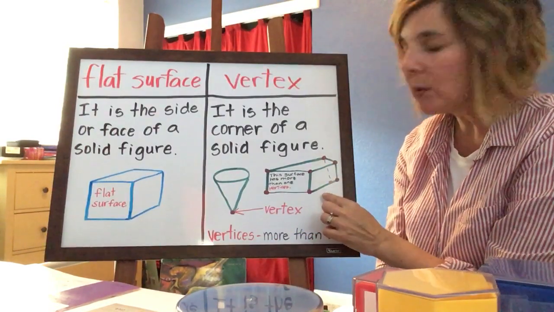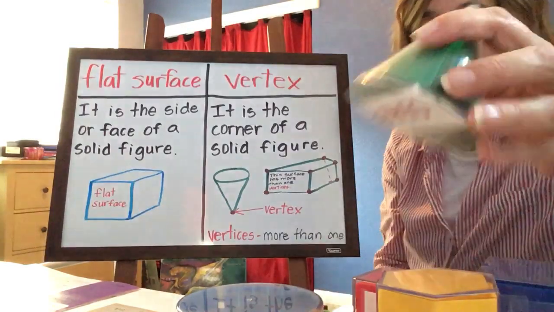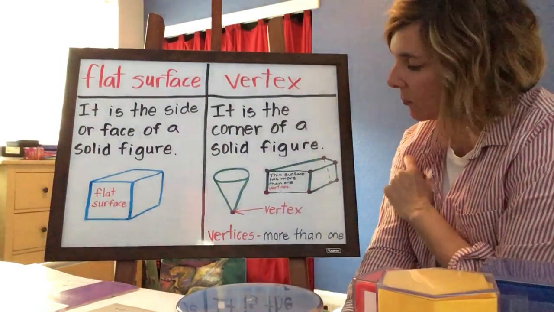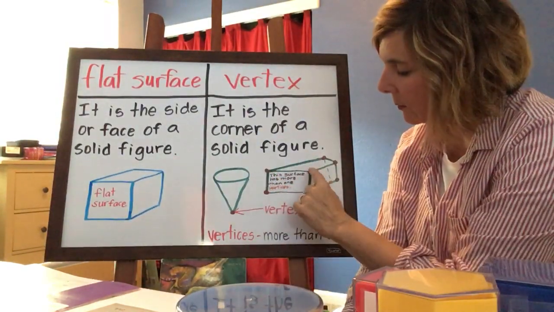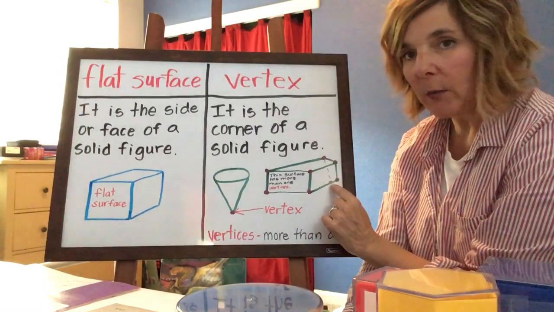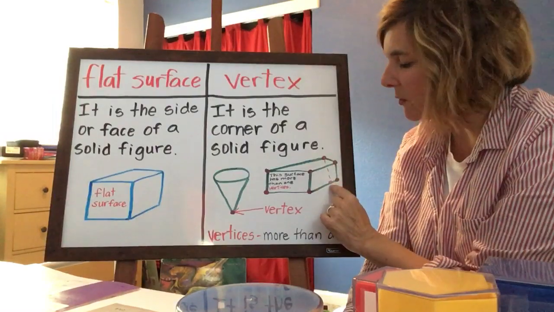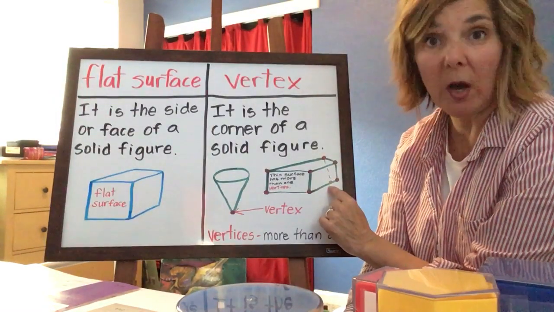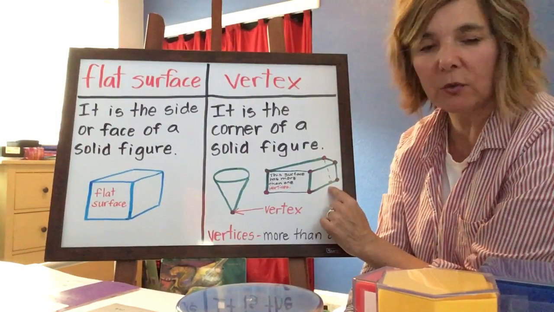And here I drew a rectangular prism. Now I identified the vertices in red. 1, 2, 3, 4, 5, 6, 7, 8. Now I drew that one lighter and I put a dotted line there because if I was holding that up, that's the side you would not see, but the vertex is there, you just don't see it.